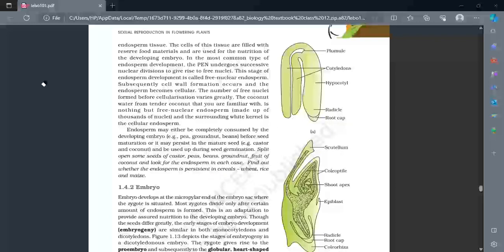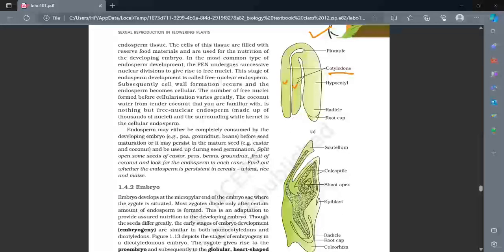There are two diagrams in front of you. I'll explain both the diagrams. The first diagram is of a dicot embryo, right? How do you know it's a dicot embryo? The dicot embryo has two cotyledons. Can you see over here, the labeling, it has 1 and 2. These are the two cotyledons present in the dicot plant.